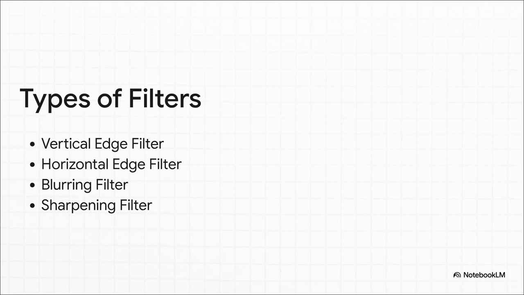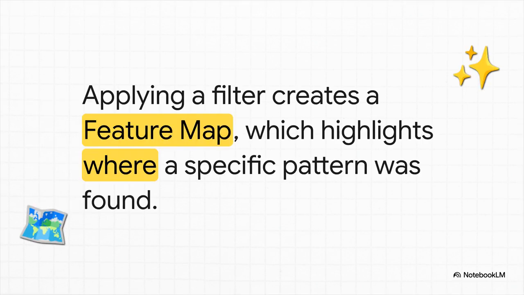You've got one that's an expert at finding vertical edges. Another one is a pro at spotting horizontal lines. You can even have filters that blur the image or the exact opposite and sharpen it. Each one is a specialist, totally focused on finding its single pattern. So what happens when one of these filters scans the image? It produces something called a feature map. And you can think of this map as the detective's final report. It's basically a new image that lights up everywhere the filter found its specific pattern. It's a map of all the clues.